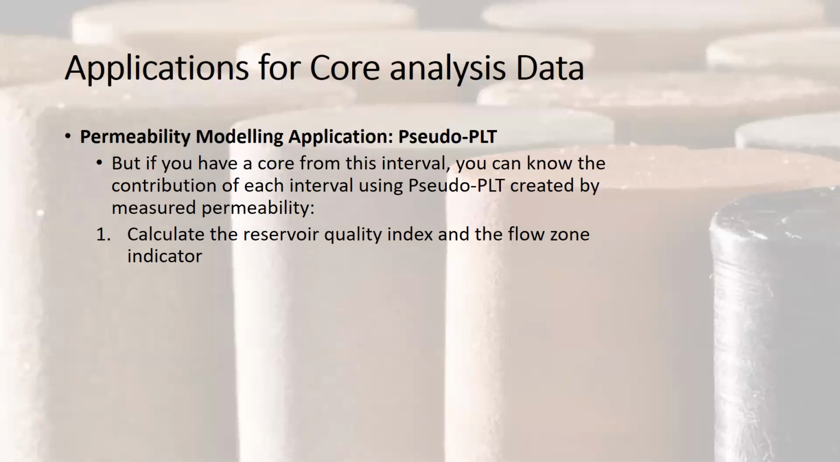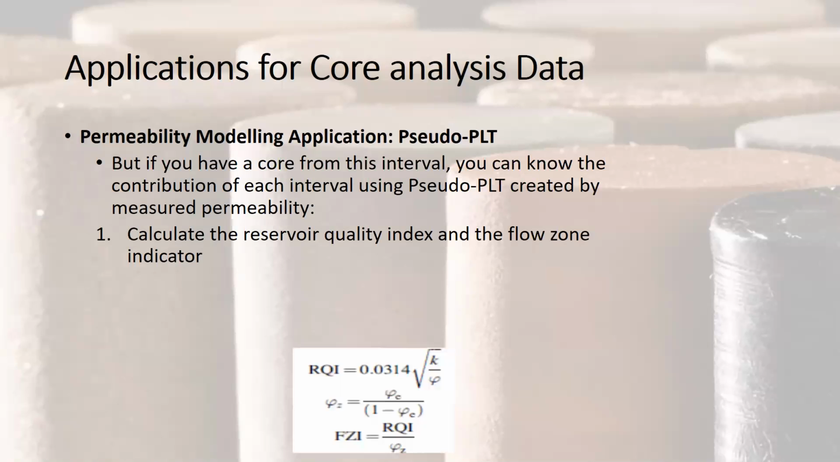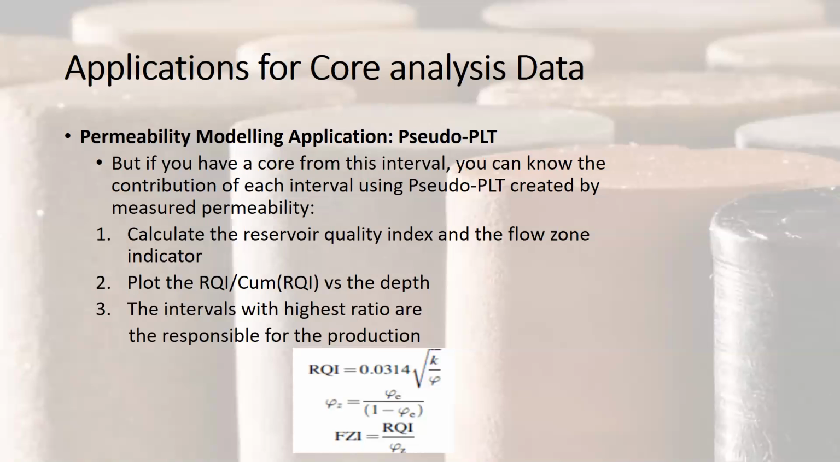First, we can calculate the reservoir quality index, the RQI, and the fluid zone indicator. We have the correlation between the RQI and permeability and the porosity, then the normalized porosity and the fluid zone indicator. Okay, that is the ratio between the RQI and the normalized porosity. Okay, then plot the ratio between the RQI and the cumulative RQI versus the depth.